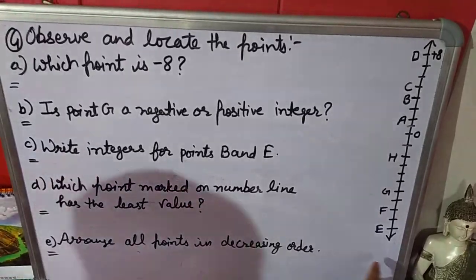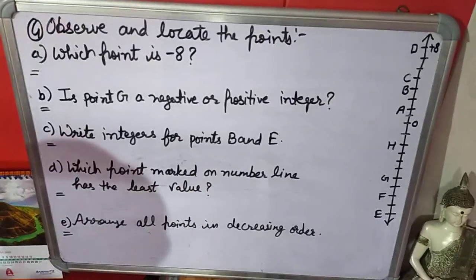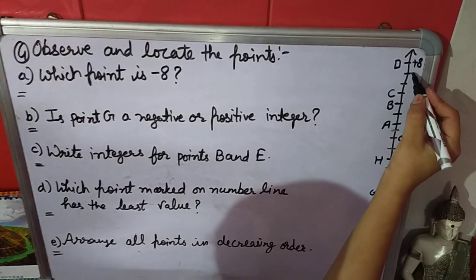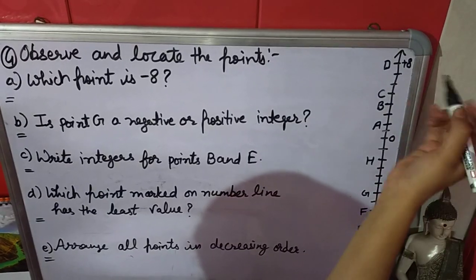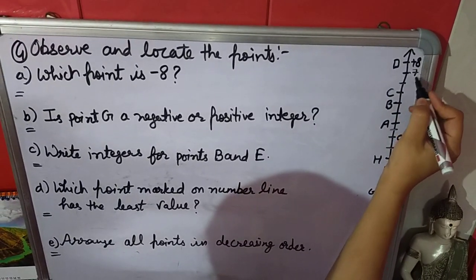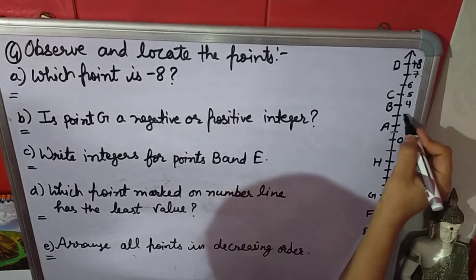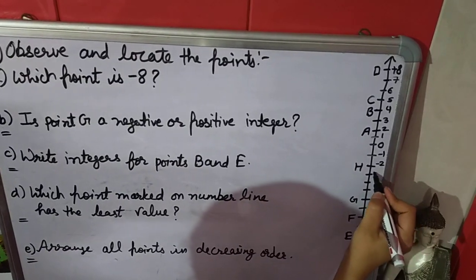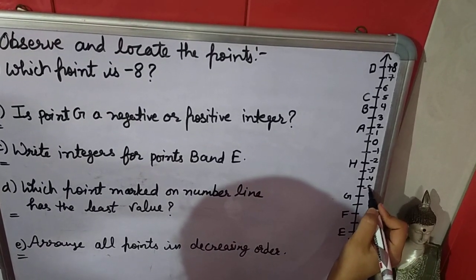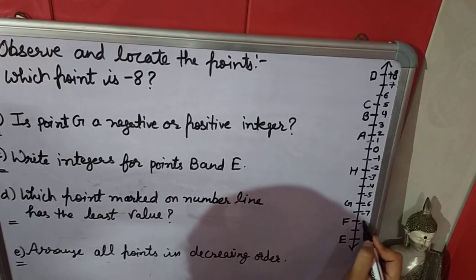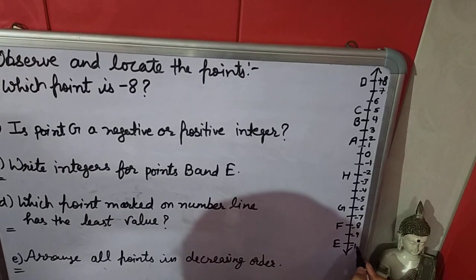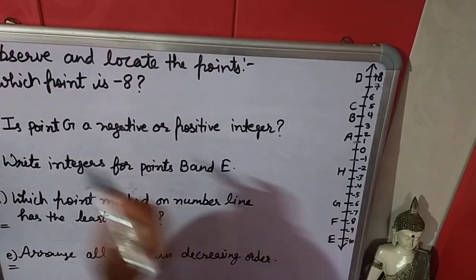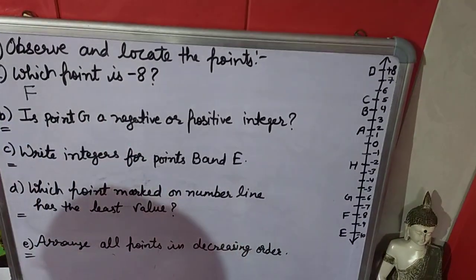First question is: observe this number line and locate these points. First is, which point is minus 8? So we will check. This is 8, 7, 6, 5, 4. We will locate the points. It is 8. So it will be 7, 6, 5, 4, 3, 2, 1, 0. Then minus 1, minus 2, minus 3, minus 4, minus 5, minus 6, minus 7, minus 8, minus 9 and minus 10. Now he is saying which point is minus 8. Minus 8, which point is F. F point is minus 8.